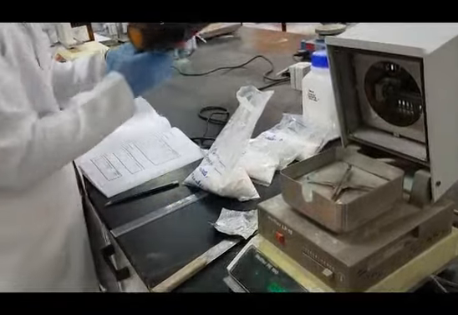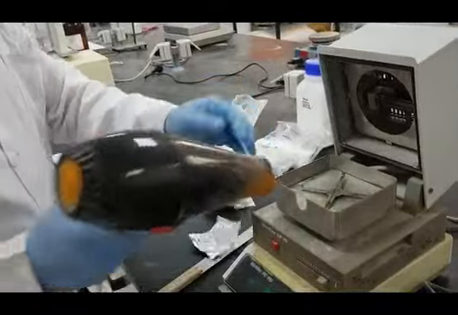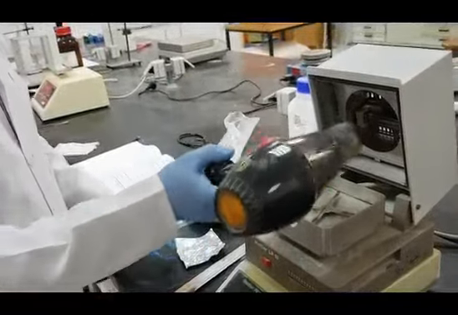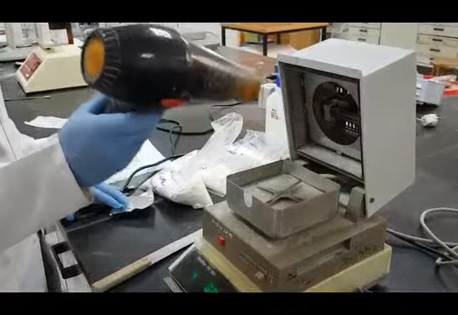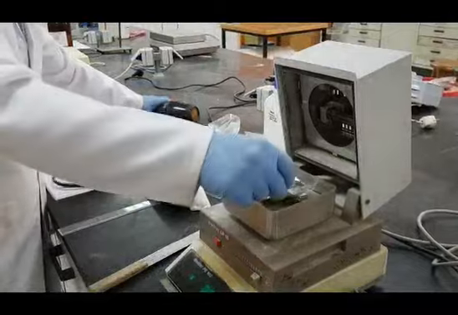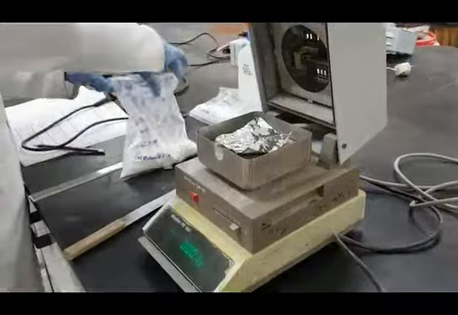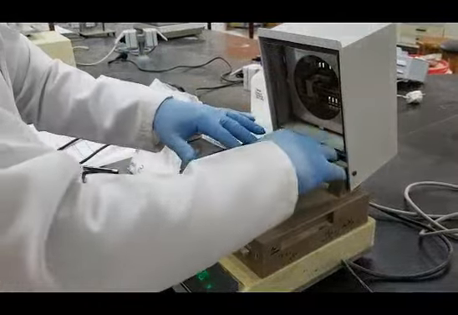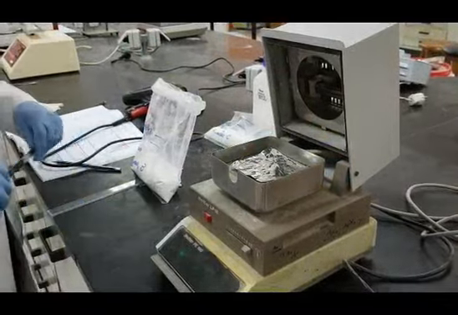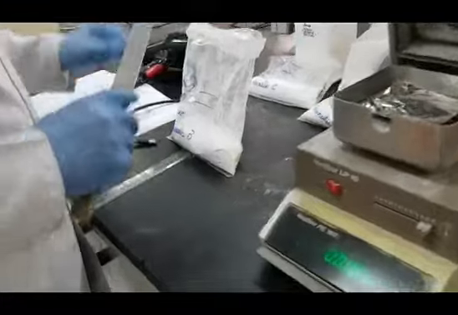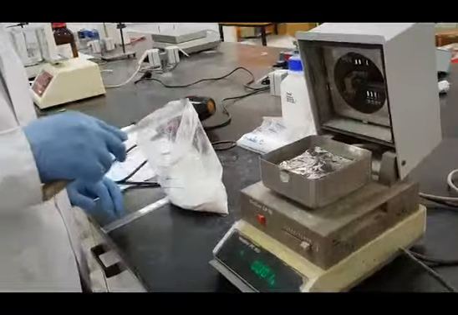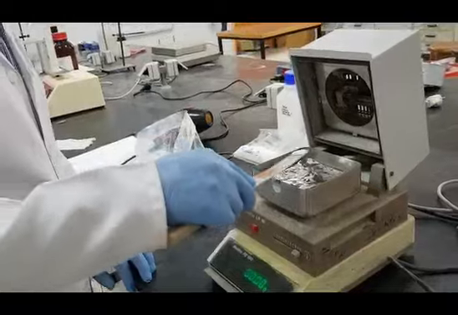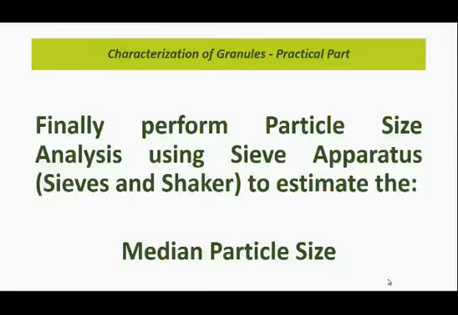Use a hair dryer to cool down the moisture content apparatus between samples. Operate the hair dryer with low temperature and cool air. Finally, perform particle size analysis using the sieve apparatus, sieves and shaker, to estimate the median particle size. Use the same procedure you did during the cycle 1 experiment 2, size reduction of powders experiment.